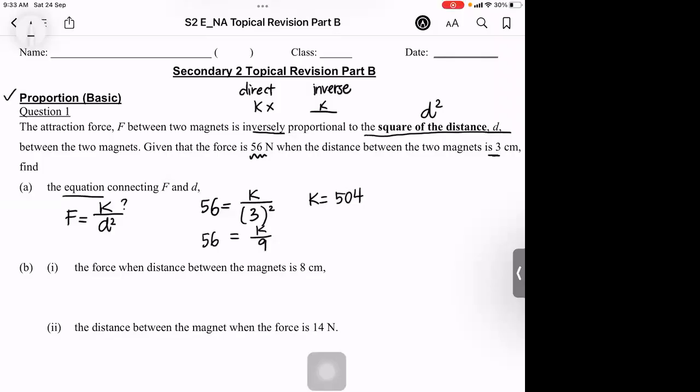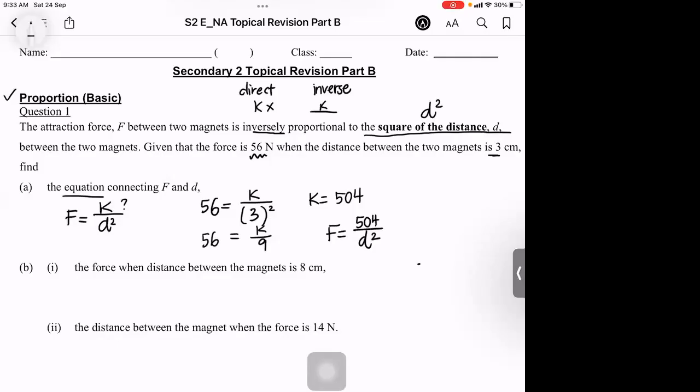So they want the equation. So F will be equal to 504 over D squared. So you replace it like that. Okay. So you all found your calculator and everything or not? Yes. Okay, good.